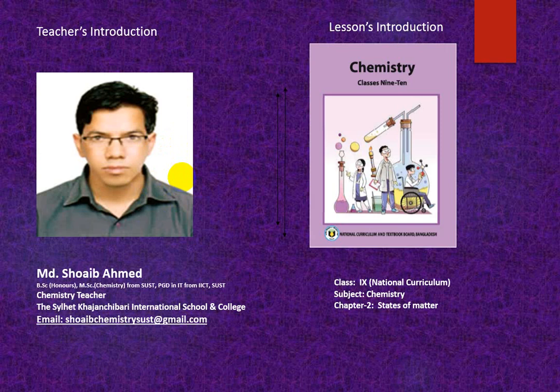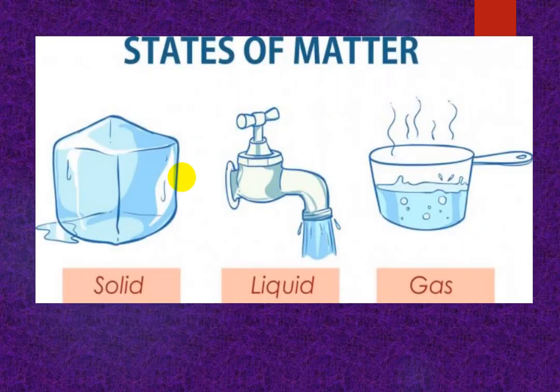So everything around us is in two parts: one is matter, another is energy. Today's topic, Chapter 2, is the state of matter. There are three states of matter. Look, this is H2O, water.